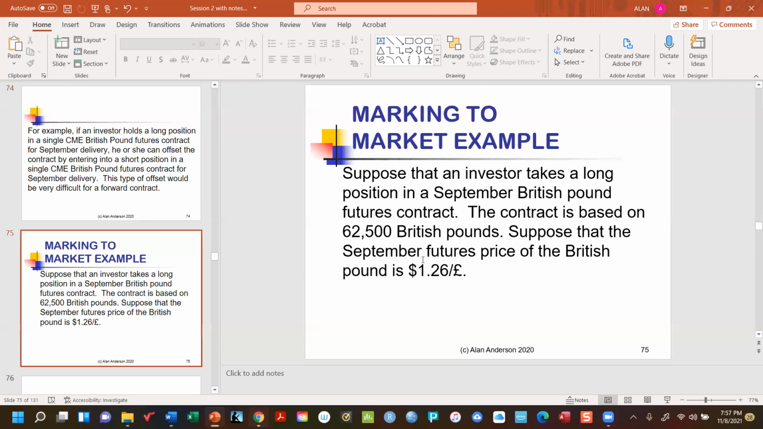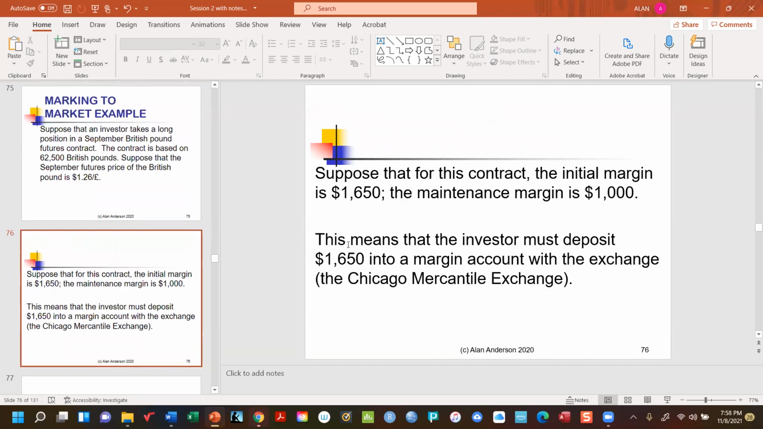All right. Now, marking to market. Let's see how this actually works. An investor takes a long position in the September British pound contract based on 62,500 pounds. And let's say the September price is $1.26 a pound. All right. Now, let's say that the initial margin is $1,650 and the maintenance margin is $1,000. That means that you start out with $1,650 in your account. If the balance falls below $1,000, you not only have to replace that money, but you also have to bring your account balance back up to $1,650. Okay, so yeah, you've got to be careful.